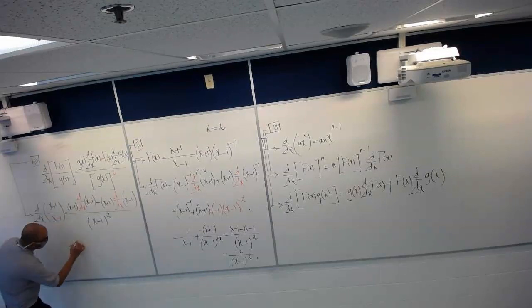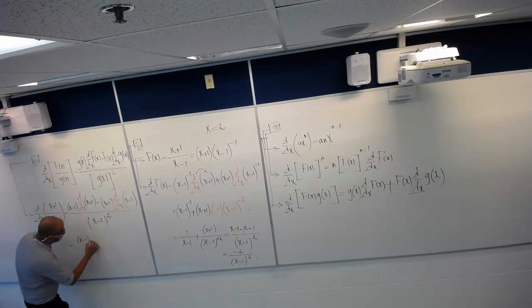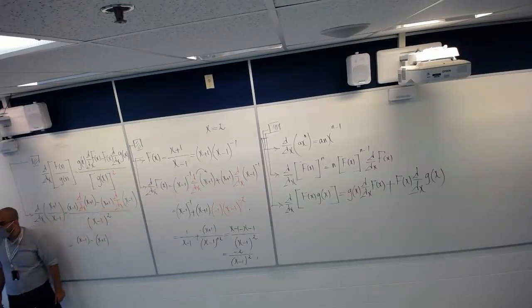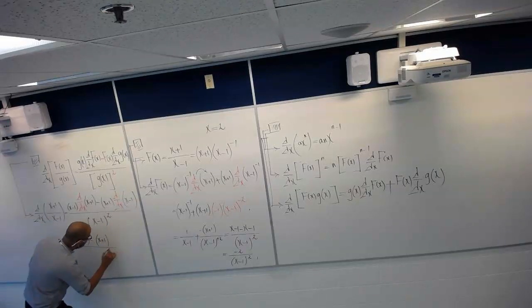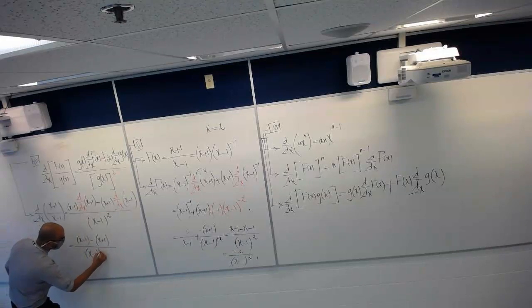From the numerator, I have x minus 1. Again, the old thing that we do: d over dx of x plus 1. How much is this? 1. Then I get minus (x plus 1) times the derivative of x minus 1. How much do you get? 1, over (x minus 1) to the power 2.